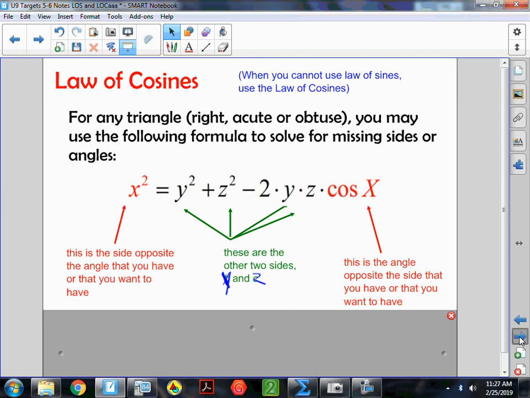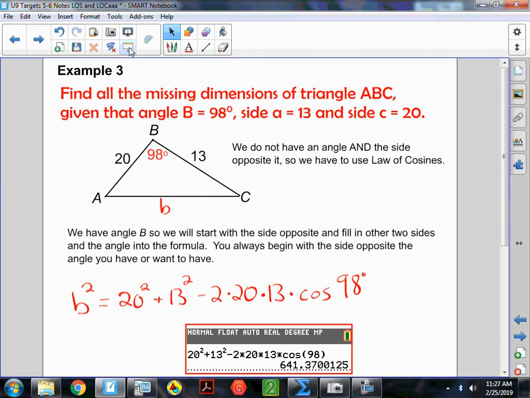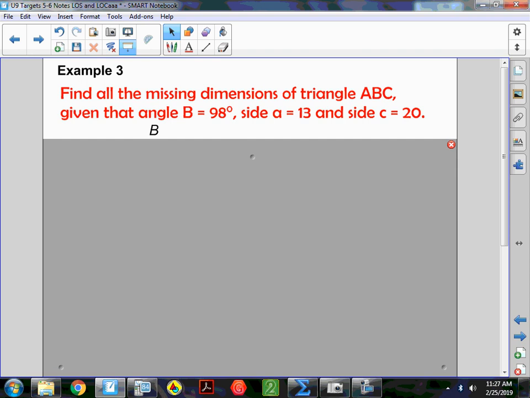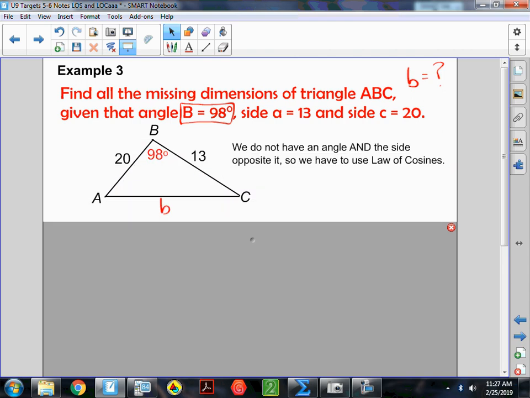So let's go through a problem. Find all the missing dimensions of triangle ABC, given that angle B is 98 degrees, side A is 13, and side C is 20. I can draw that out to get a visual for it. I can also realize that they said angle B is my angle, but there is no side B. Because the only angle I have is B, and they didn't give me the side across from it, I know that I have to use law of cosines instead of law of sines. We do not have an angle and the side opposite, so we have to use law of cosines.